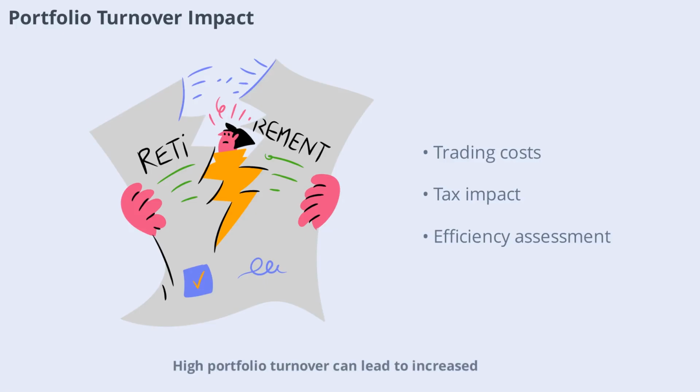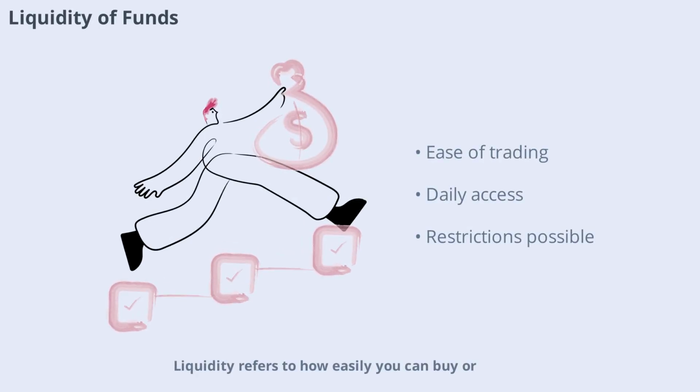High portfolio turnover can lead to increased trading costs and potential tax consequences for investors. While active management may offer opportunities for higher returns, it's important to weigh these benefits against the extra costs. Reviewing turnover alongside performance and fees gives a more complete picture of a fund's efficiency. Liquidity refers to how easily you can buy or sell shares of a fund without affecting its price.